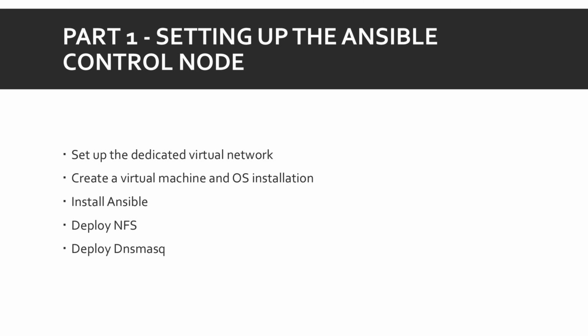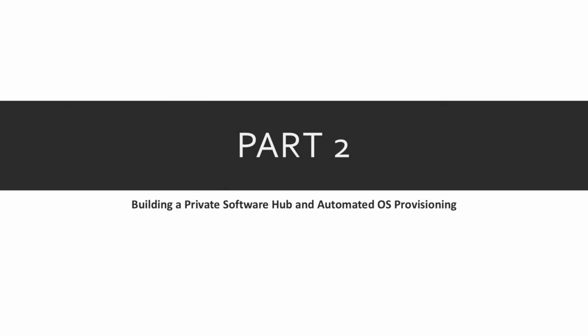A quick heads up, we recommend you adjust your VM's RAM to 8 GB. This will prevent performance issues and ensure a smooth experience throughout the rest of the deployment. Okay, let's get into part 2, building a private software hub and automated OS provisioning.